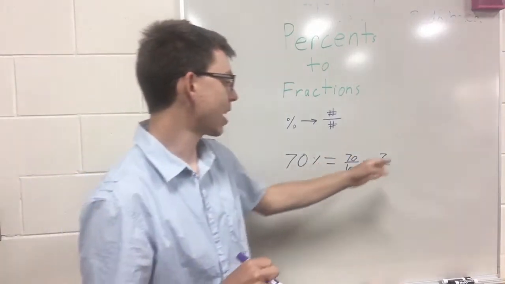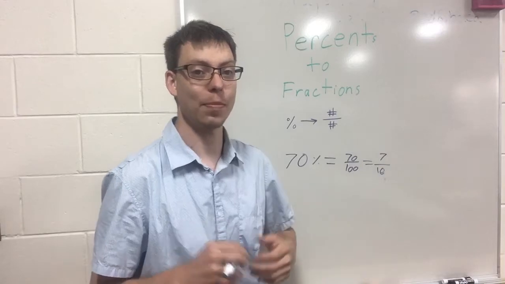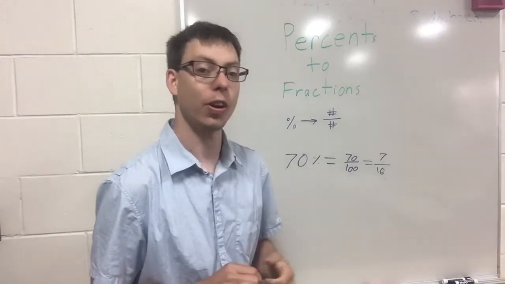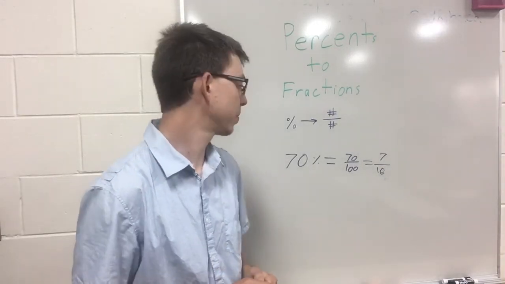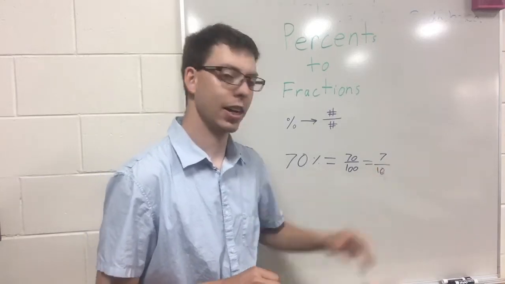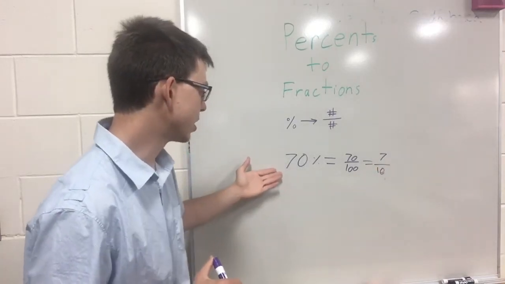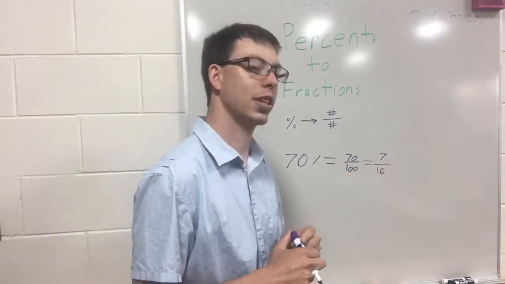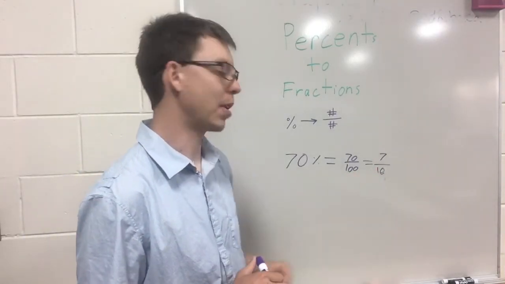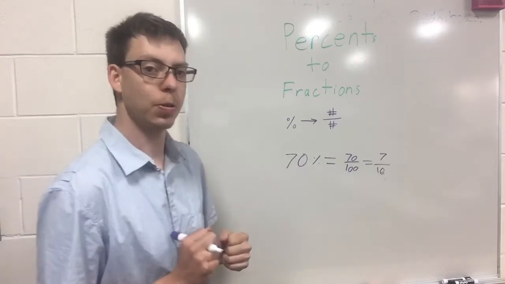Now I know 7 is a prime number. It cannot be divided. It cannot be broken in half or made any smaller. Okay? So I know that that is the simplest form. So I have converted 70% to 7 over 10. Those are all the same number. Okay? Let's do another number.